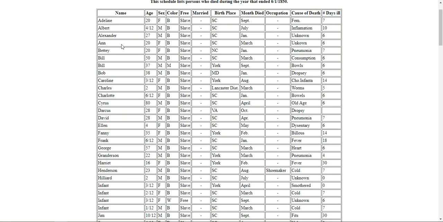What I would like to show you here is like Albert, it says 4/12. So that tells us he was 4 months old. And he died of inflammation. He was sick for 10 days. He died in July in South Carolina and he was a slave. So this is very, very important if you are looking for African American descent. Like I said, it is going to be hard because there are only first names listed in this one. Some of them I have seen last names, but in this actual one in York, you are just getting the first name listed.